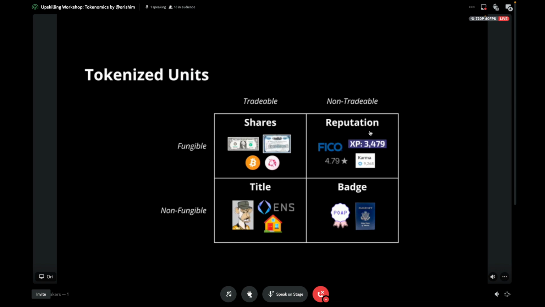Great. So this is the matrix, and I would say it's also a spectrum. You can have designs where there's limited tradability, where maybe trading is limited to a certain allow list, or you can only transfer it after a certain amount of time. And I would also say fungibility is a spectrum as well. You even have a semi-fungible token standard. You can have things that convert between being non-fungible and fungible. We can get into that later.